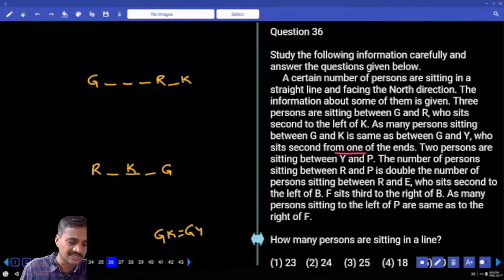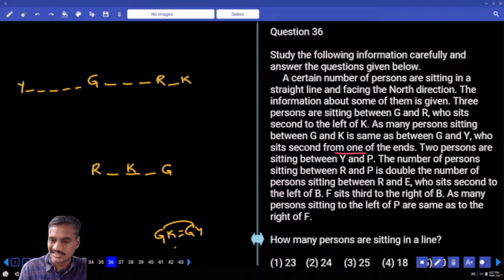As Y is seated second from one of the ends, either Y can be at the second from left or second from right. Now G and K, G and Y. G must be in between K and Y. Now G and K, how many are there? 1, 2, 3, 4, 5. Hence in between G and Y we need to have 5. Sorry, G and Y. Now Y is seated second from one of the ends. Second from one of the ends, there is one person here.